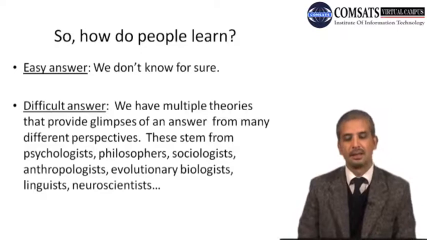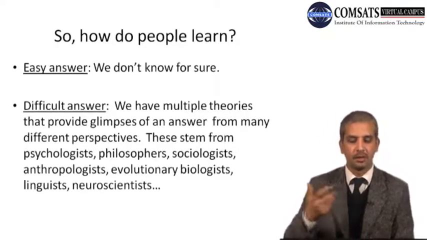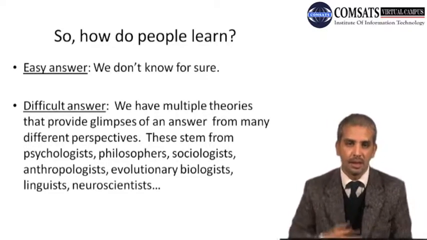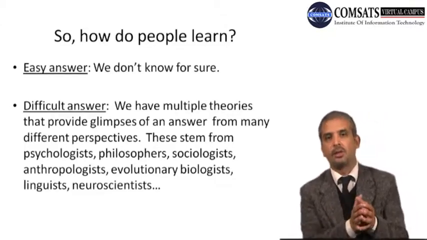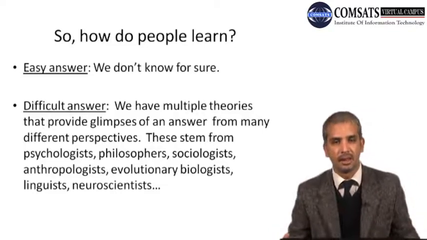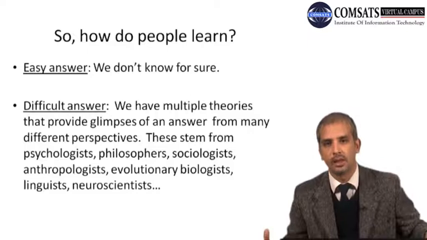But the difficult answer is that we have multiple theories based on the learning process of individuals, how individuals learn from the environment, what they learn from the environment, and how they process it. And because it is a complex process, as I said, there are so many parameters involved. There is brain and body. No two individuals are alike.